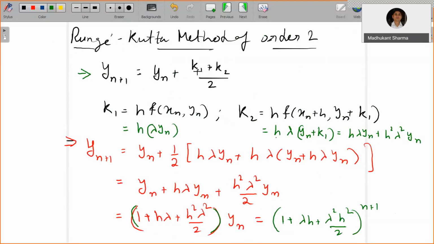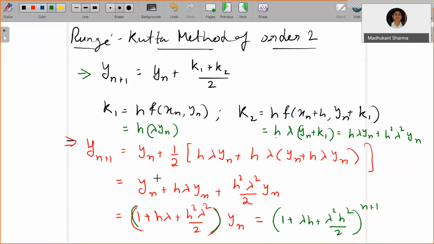So k1 and k2 are explicitly given by the following formulas. Now use the fact that f(x, y) is lambda times y. So f(xn, yn) is lambda times yn. And here h times f(xn plus h, yn plus k1) is lambda times the second argument, that is yn plus k1. Now use the fact that k1 is h lambda yn. Substitute here, then substitute this k1 and k2 in the numerical scheme.